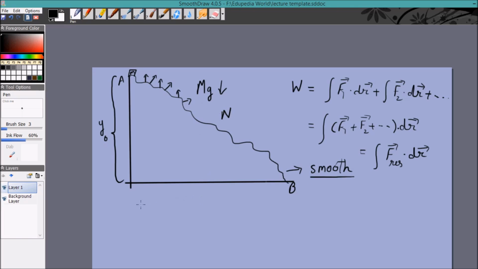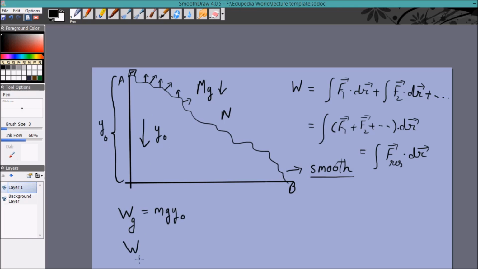So the work done by gravity will be, the displacement is in the downward direction, remember? So the displacement is y0 in the downward direction. The force is mg in the downward direction. The angle between them two is 0 degrees. So the work done by gravity will be equal to mg y0. Positive because the direction of the force and the direction of displacement are the same, right?